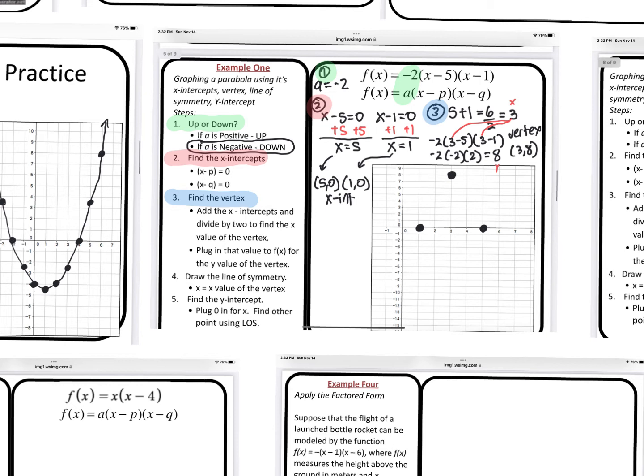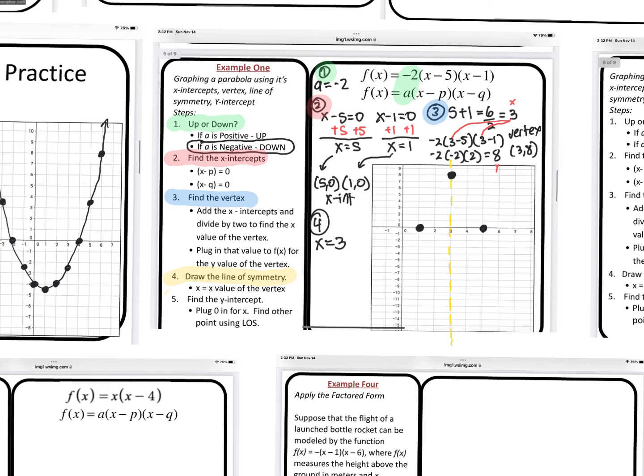The next steps, both of them, are pretty straightforward. This one is to draw the line of symmetry, and since we already have the vertex, we've already found it, so we can go right to this line of symmetry, which is right here. And that is going to be the x value of the vertex, which is 3. And it is going to be right here.